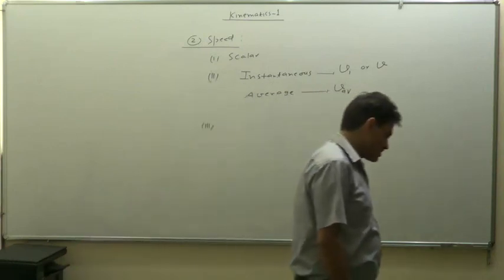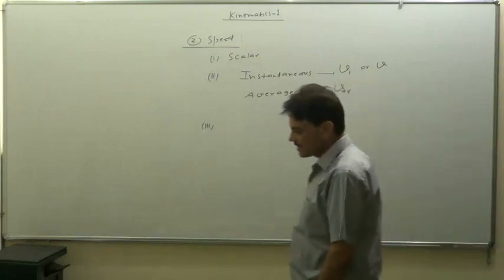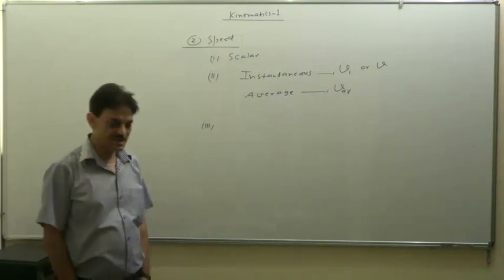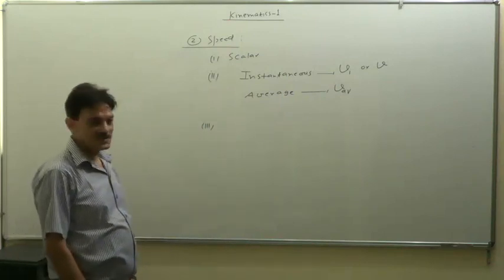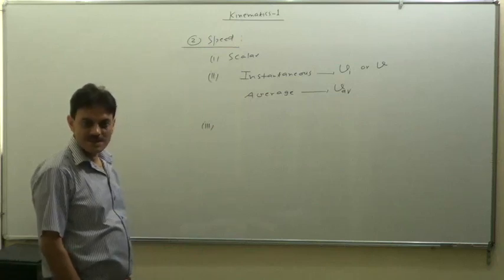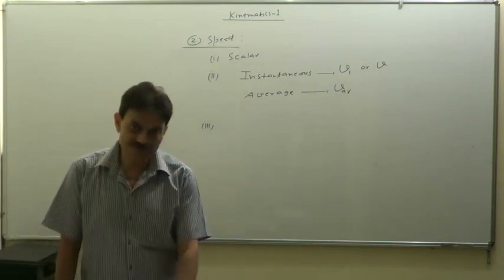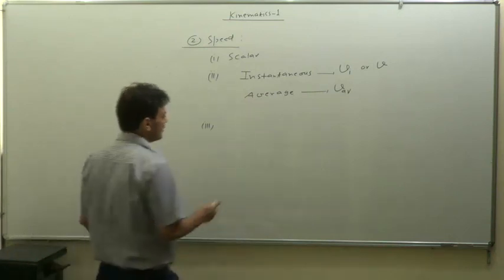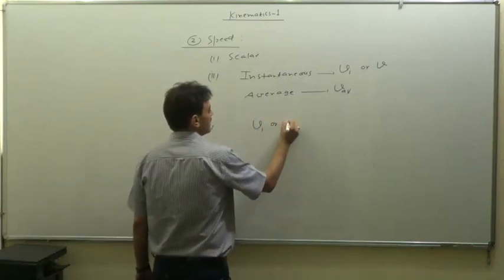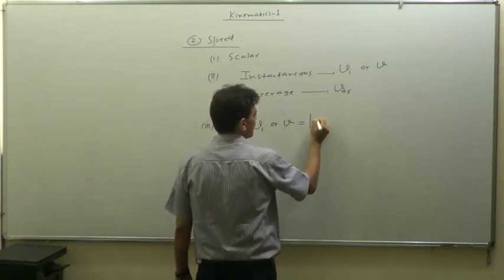Magnitude of velocity vector at any instant is the instantaneous speed at that moment. Therefore, you can write it like this, V instantaneous or simply V. This is the magnitude of velocity.